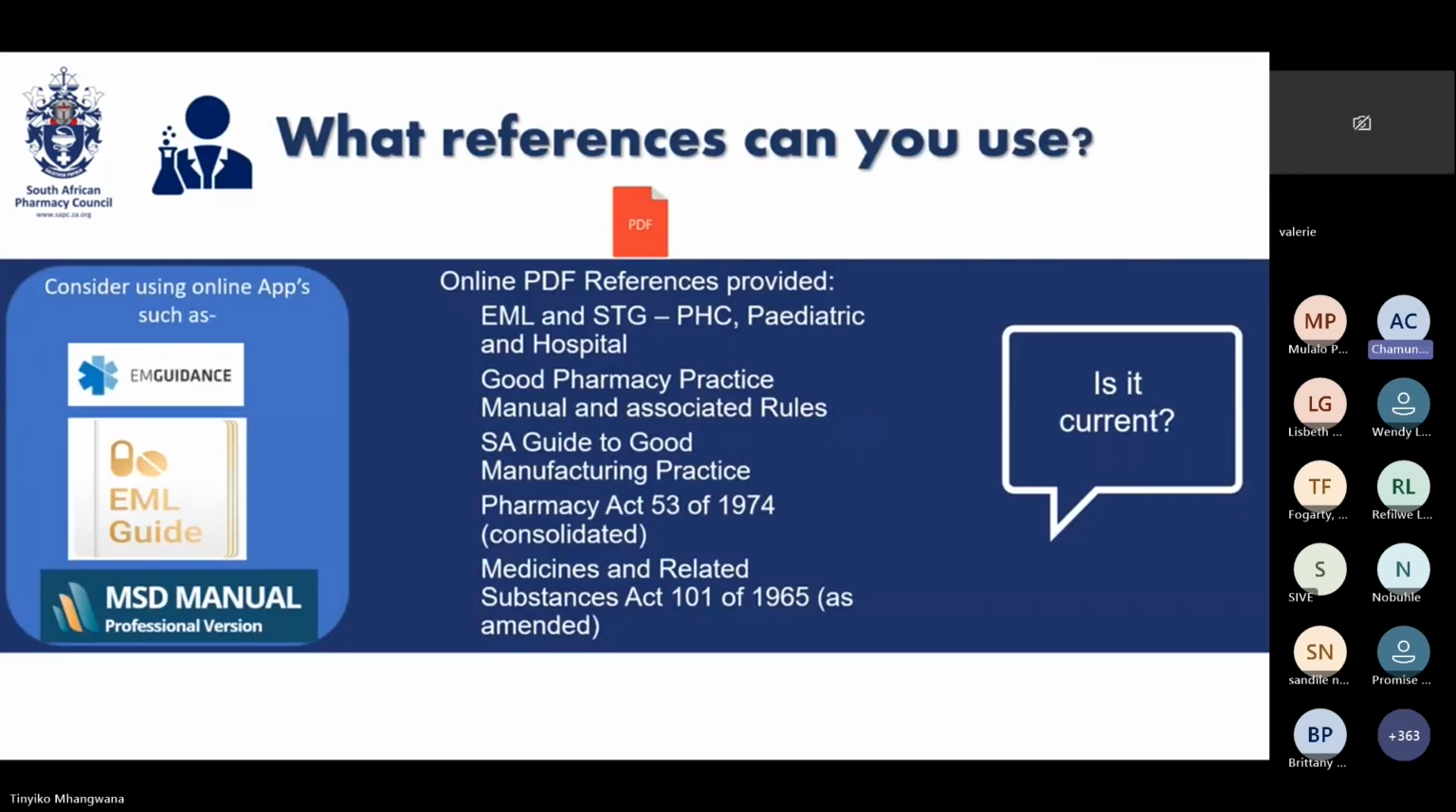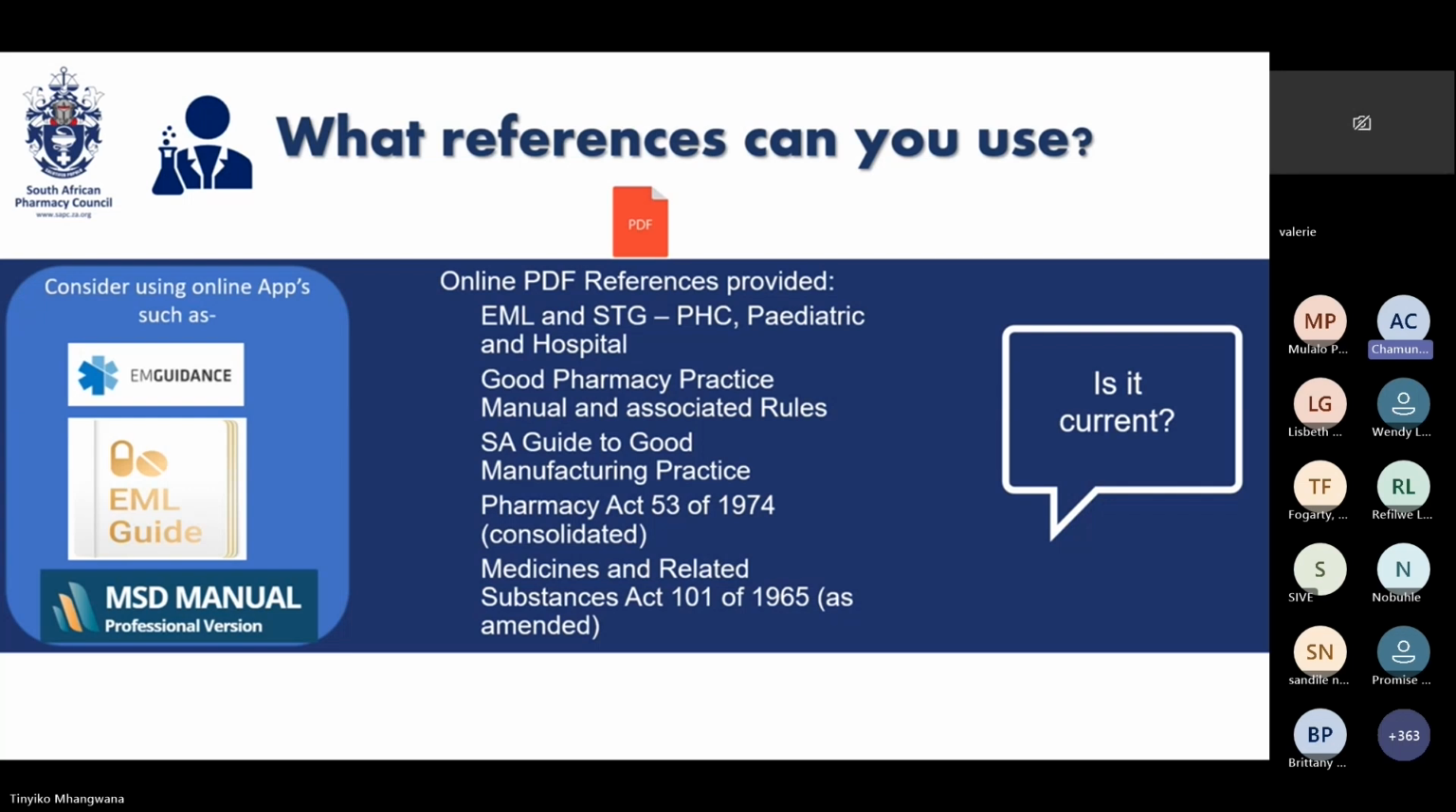All right. So of all the reference materials that you're using, please just try to make sure that you are using reference material that's relevant to the South African context. So stick with the recommended references.